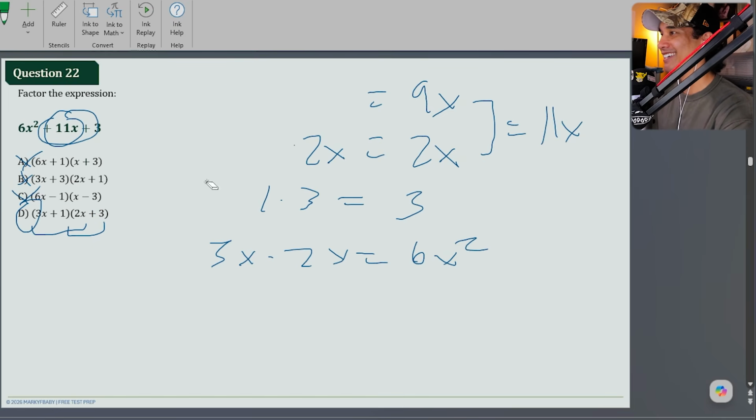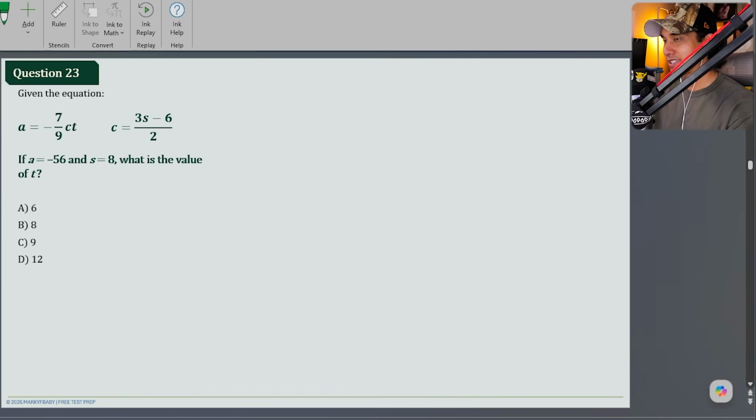All right, guys. Oops, I don't need to erase anything. Let's go ahead and go on to 23. All right, A is equal to -7/9 CT, and then C equals 3S minus 6 over 2. If A equals -56 and S equaling 8, what is the value of T? Well, let's go ahead and see what is the value of T.